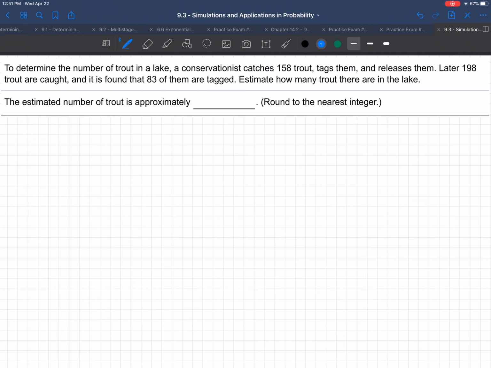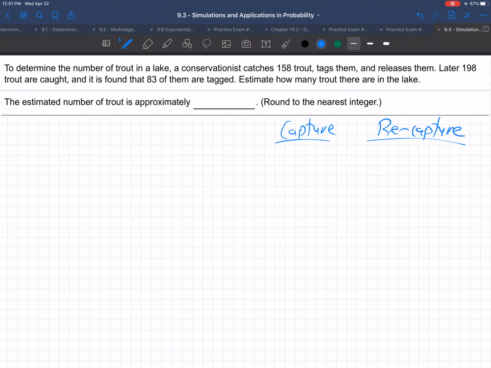Okay, so this is a famous method. This is what they actually do. It's called catch, tag, and release, or capture, recapture, same thing. It's what's actually used by biologists to count the fish in a lake, or the deer in a mountain, or the rabbits in a forest. This is how they count animals.